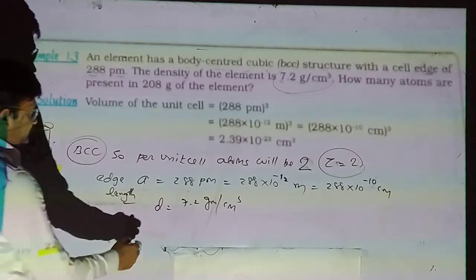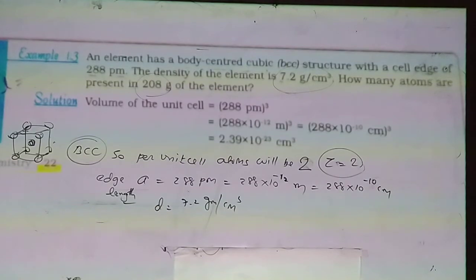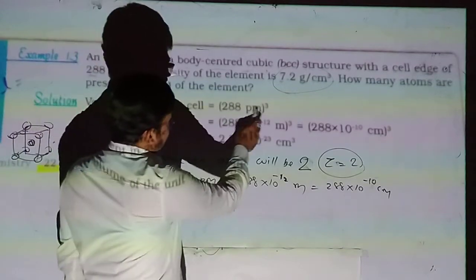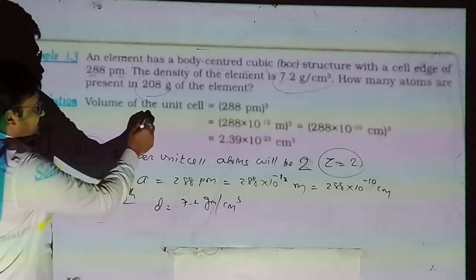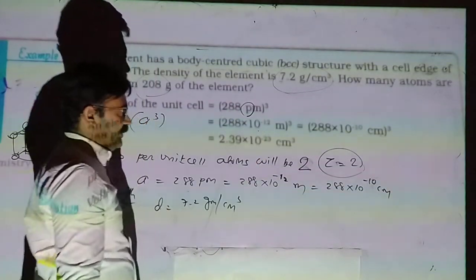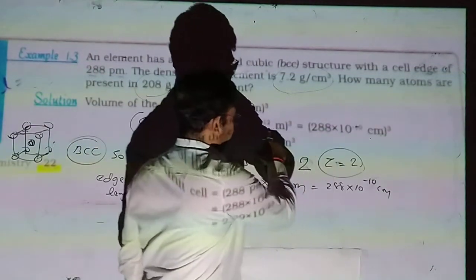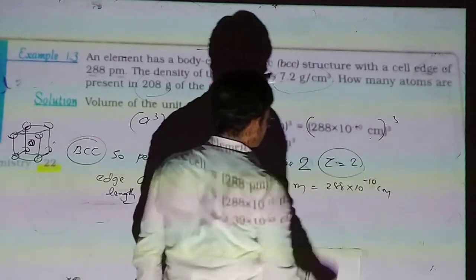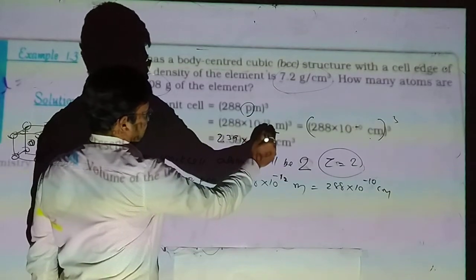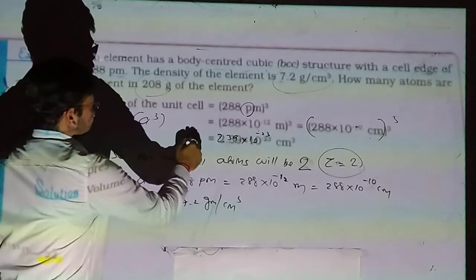And mass of the crystal is 208. So volume of the unit cell is 288 picometer cube. Volume is a cube. 288 pico is converted into meter, so 10 raised to minus 12. Here meter is converted into centimeter, multiply by 10 squared, and all raised to cube. So 2.39 into 10 raised to minus 23 centimeter cube is our volume of the unit cell.